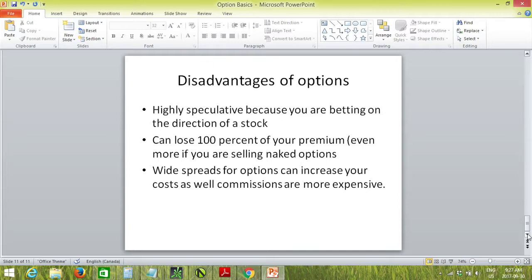And wider spreads for options can increase your costs, as well as commissions being more expensive. Usually when you purchase a stock that trades a lot, you might have a cent or two between the bid and the ask, right? With options, you can see 5 cents, 10 cents of spread. So with those wider spreads, if you're doing a market order, then of course you're going to pay the asking price. You can really get burnt on some pricing. I would say always use a limit order when you're purchasing options. I wouldn't use market orders because of those wide spreads.